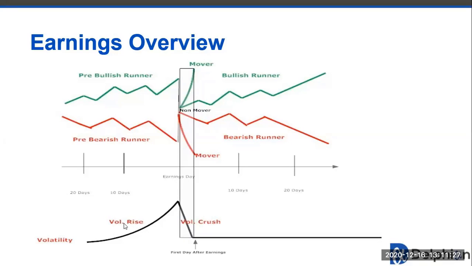Another pre-trade would be volatility rise. That's similar, where a bunch of people are piling into the options, and we know right after earnings move, the volatility comes out almost immediately. So we look for trades where we can get in prior to earnings and get out before the earnings for the volatility rise.